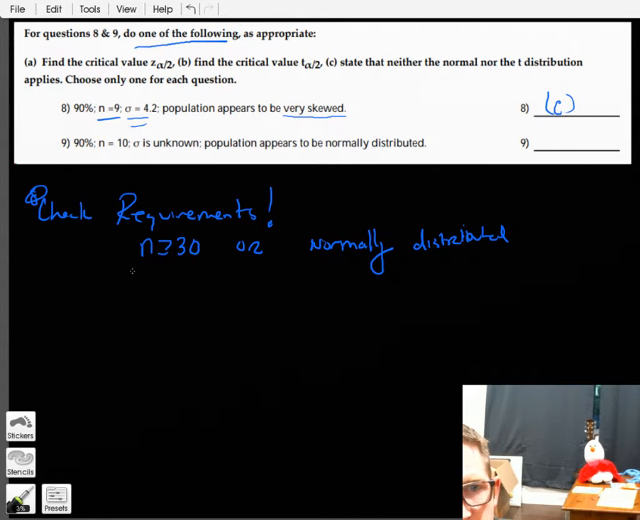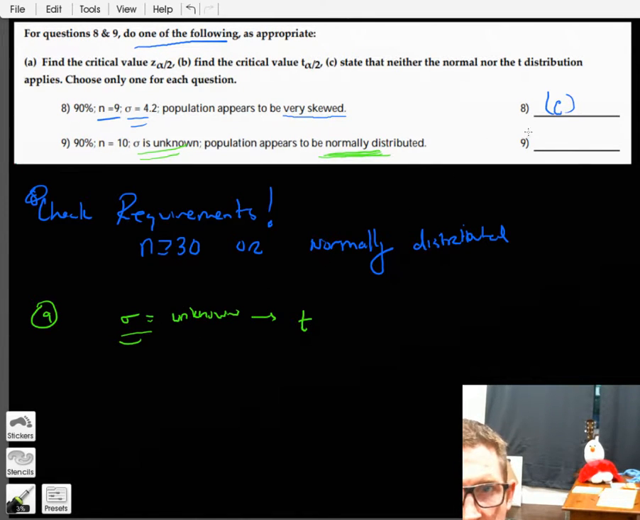Number 9. All right, so 90%, N is 10, sigma is unknown. Population appears to be normally distributed. So since the population appears to be normally distributed, N can be less than 30. So that's okay. We know it's a 90% confidence level, but the population standard deviation is unknown. If sigma is unknown, we have to look at the T distribution. So B, we have to find the critical value T alpha over 2.